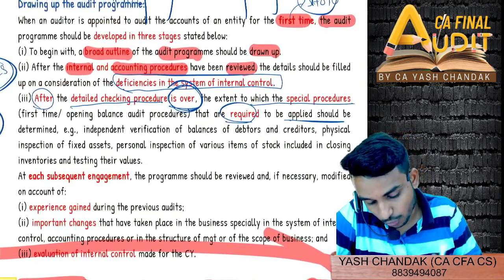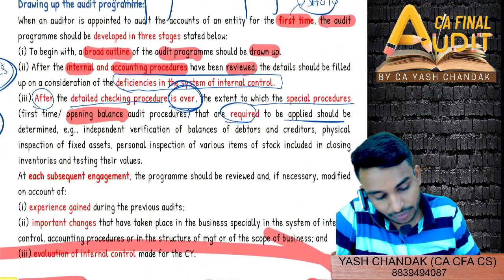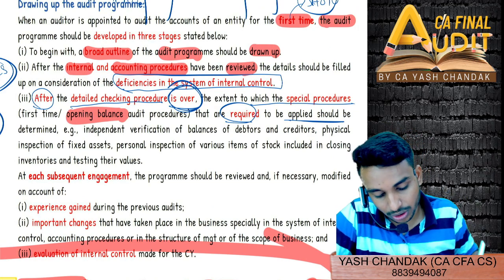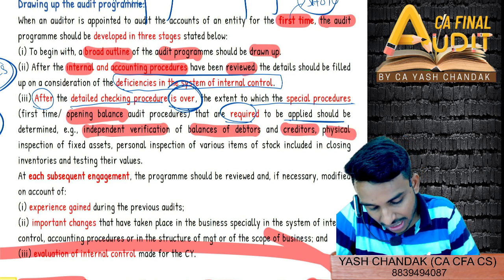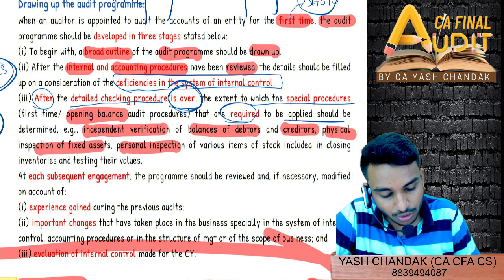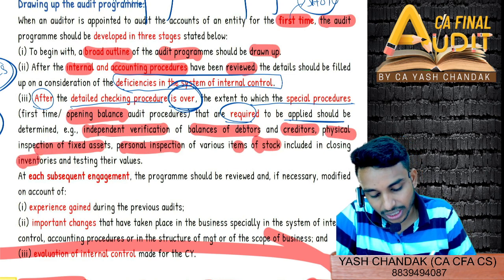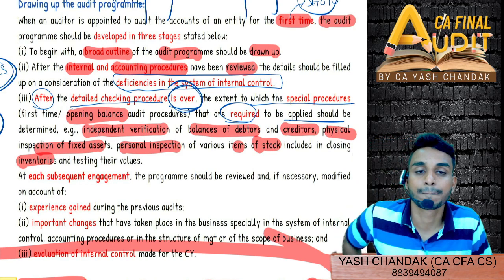So they have given you the first-time opening balance. What do you have to check? Whether the opening balance matches with the closing balance or not. Independent verification of balances of debtors and creditors, physical inspection of fixed assets, personal inspection of various items of stock included in the closing inventory, and testing their values.